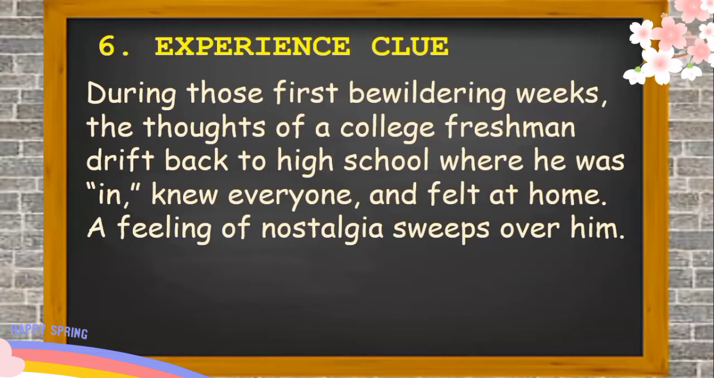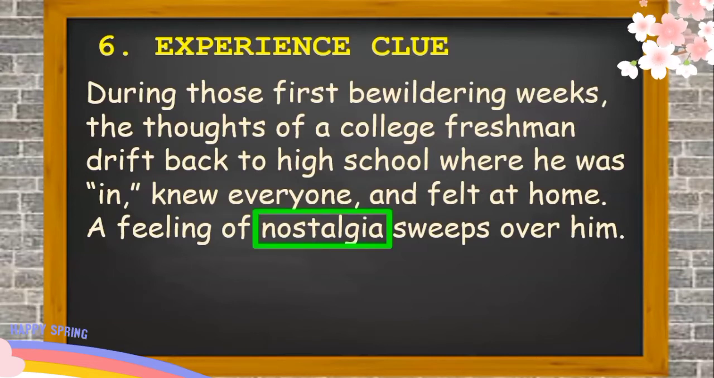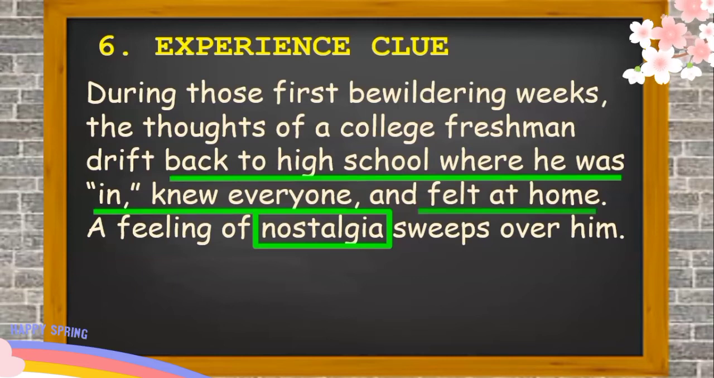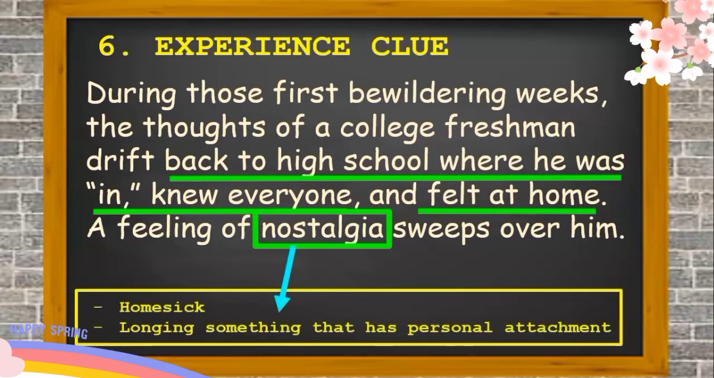The unfamiliar term here is nostalgia, and what made us understand its meaning is the enumeration of experiences, such as back in high school he knew everyone and he felt like he was at home. From this, we could say that nostalgia is being homesick, or that he is longing for something that he was personally attached with, where he felt happy, right? Now that is how experience clue gives an indirect explanation of the meaning of a certain unfamiliar term.